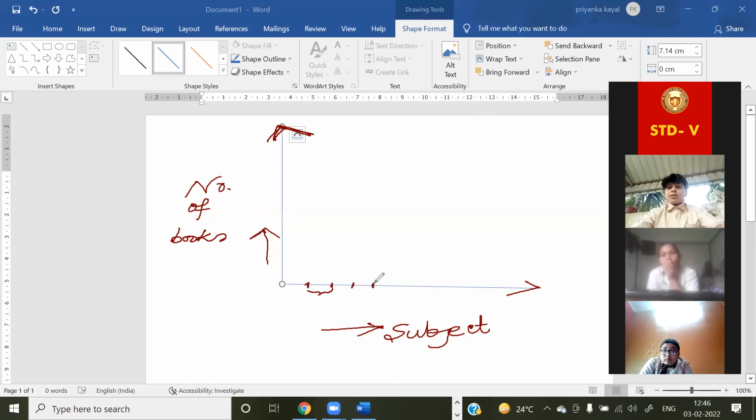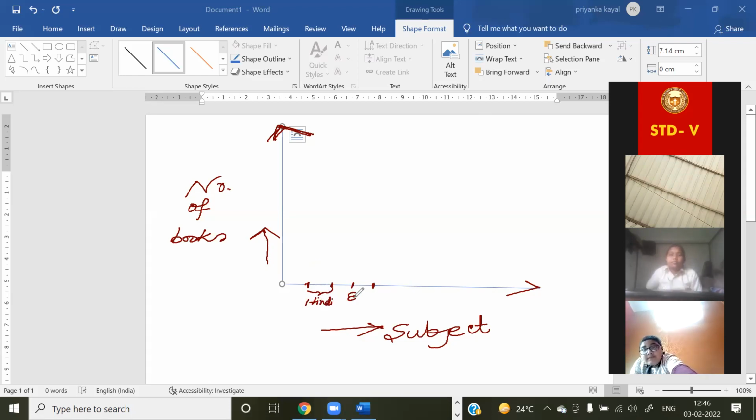Next one is for what? English. This one Hindi, then English. Ma'am, in the exam, we will draw like this or a rectangular box. Wait and watch. Next one, maths. Next one, science, then grammar. Now one more thing which you will have to remember.